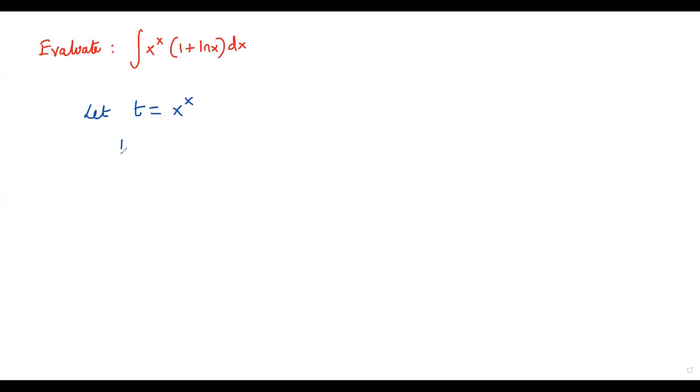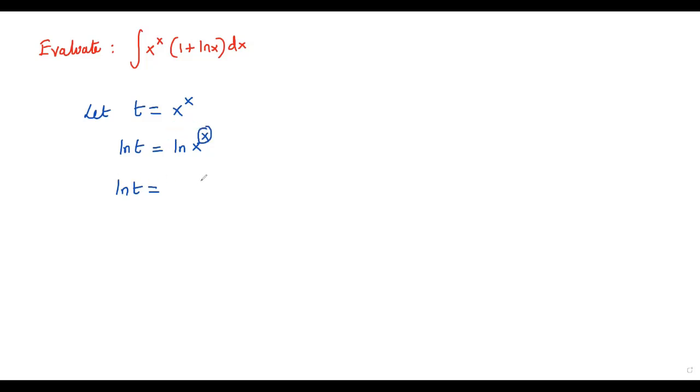Now let me take the natural logarithm on both sides. The natural logarithm of t equals the natural logarithm of x^x. Here the argument of this natural logarithm is exponential, and using the power rule of logarithm, the exponent of the argument can be moved in front of the logarithm and multiplied by the logarithm.